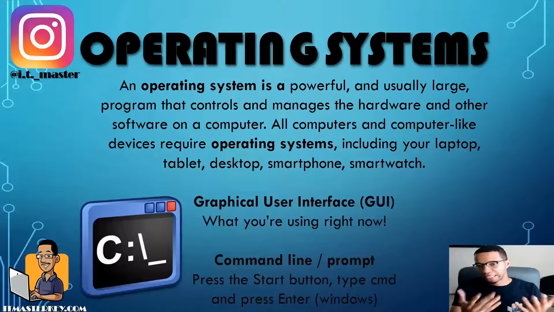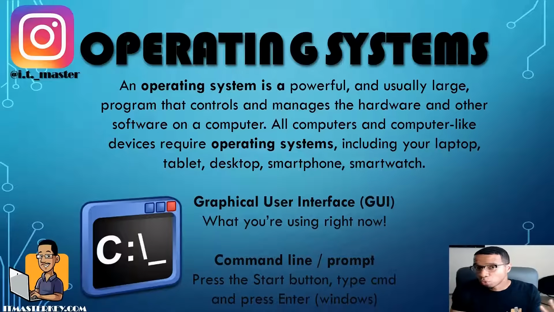All right, so just like this says, an operating system is a powerful and usually large program that controls and manages the hardware and other software on the computer. All computers and computer-like devices require operating systems, including laptops, tablets, desktops, smartwatches. All of those things have an operating system. If you have a smart fridge, a smart this, a smart that, all of these things have an operating system. So two different variances in the operating system are the GUI and the command line.